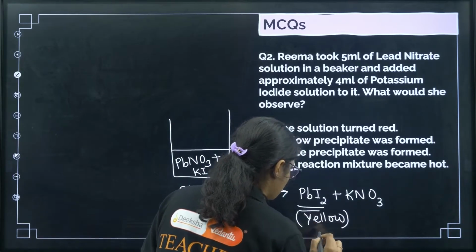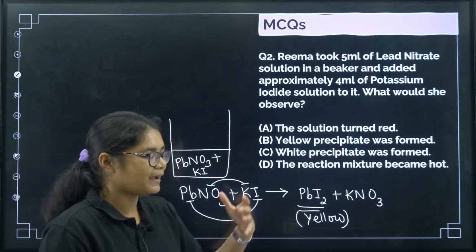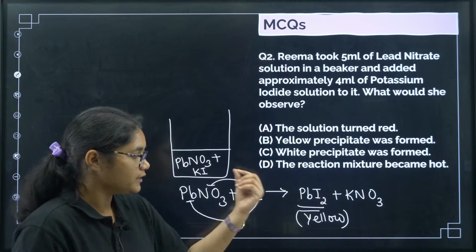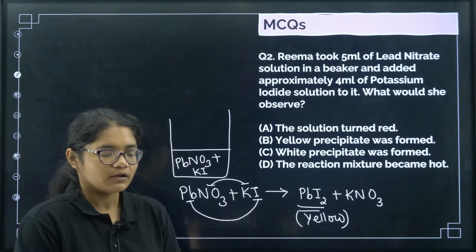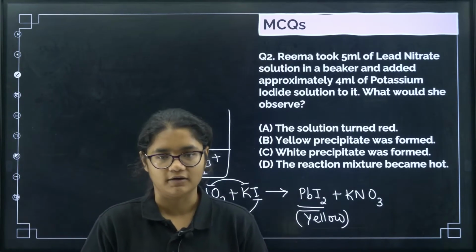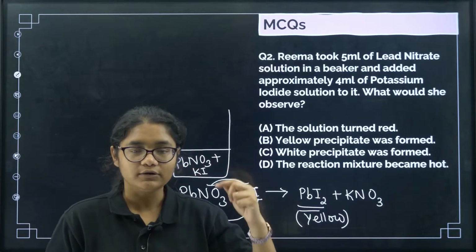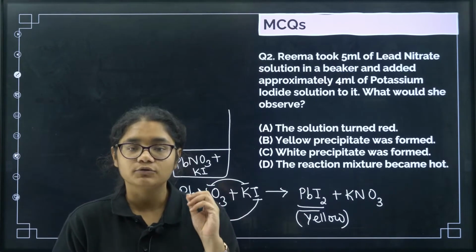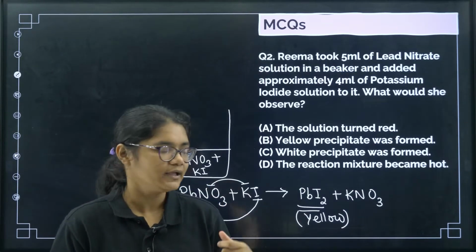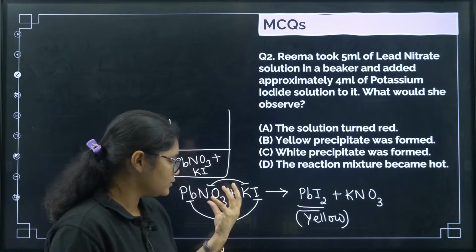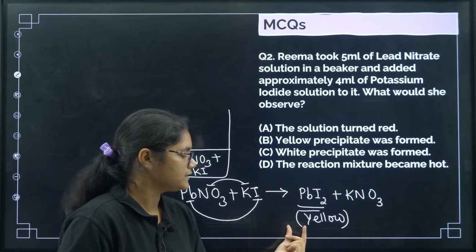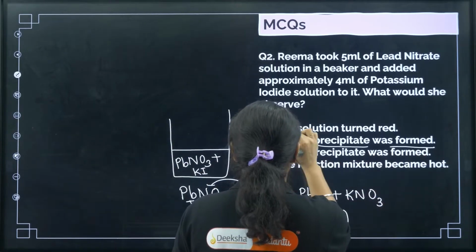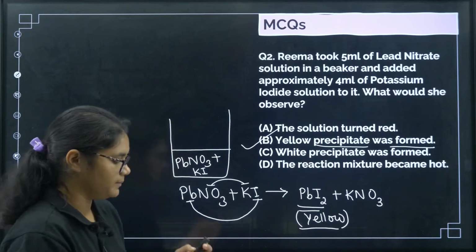Now, you might be asking, ma'am, how can we know just by seeing the reactions? So, dear, you have to remember certain colors. You also need to remember the products of the reactions. There are thousands of reactions in the world, right? How to remember? You need to practice those examples and questions which are in your book. Because this reaction is in our book, we can say it is yellow in color. So, the yellow precipitate was formed. The correct answer for this question will be option number B.